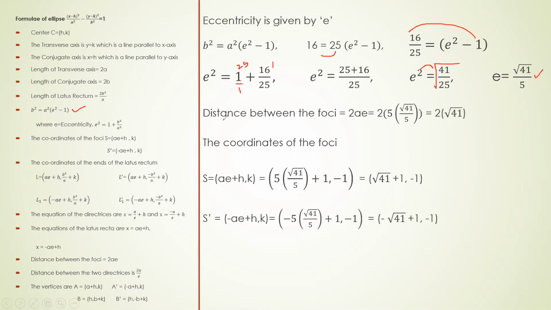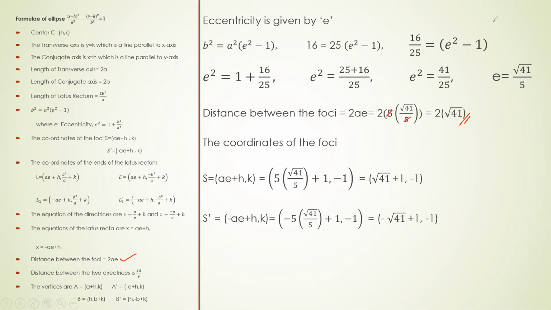Now, they have asked you to calculate the distance between the foci. The distance between the foci is given by 2ae. The a value is 5, whereas the e value we have just calculated is root 41 divided by 5. Substitute here. 5 and 5 get cancelled. So the answer left is 2 into root 41. That is the distance between the foci.